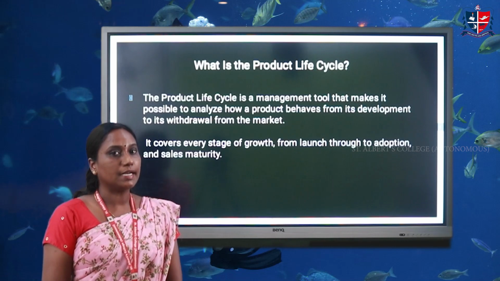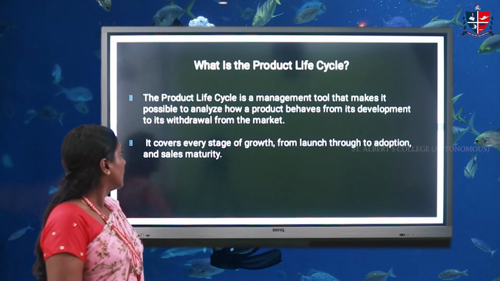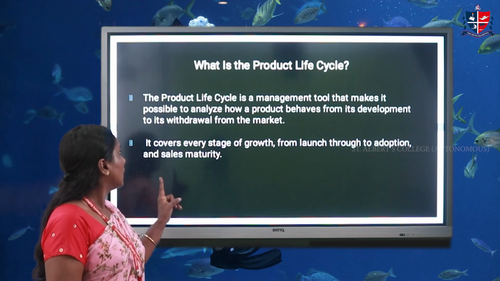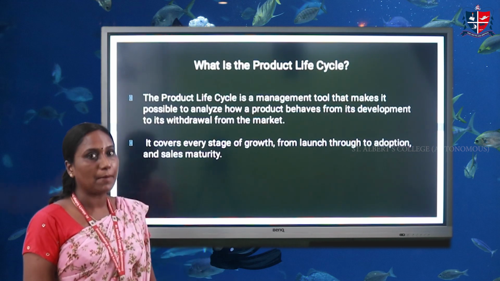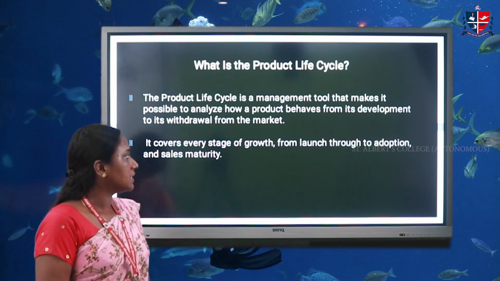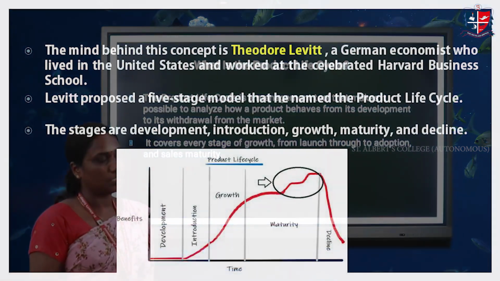What is the product life cycle? A product life cycle is a management tool that makes it possible to analyze how a product behaves from its development to its withdrawal from the market. It covers every stage of growth, from its launch through to adoption and sales maturity.